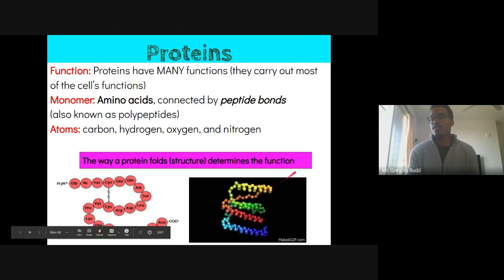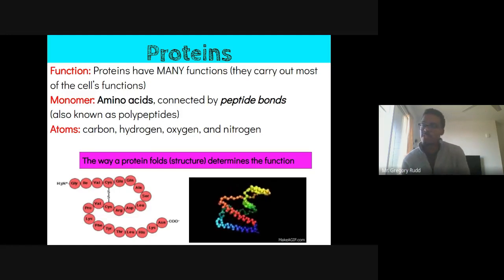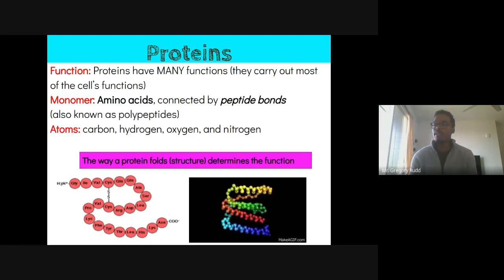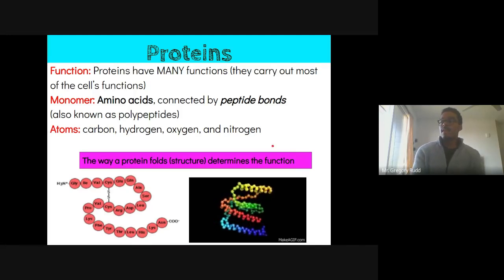Now, the way that proteins fold is not a random process. It happens in a very strategic way. But if you're interested in that, take AP Biology. It has to do with the chemical properties of these amino acids. The atoms, again, we've got carbon, hydrogen, and oxygen. So carbon, hydrogen, and oxygen appear in all 4 of our biological compounds. With proteins, we also add nitrogen.